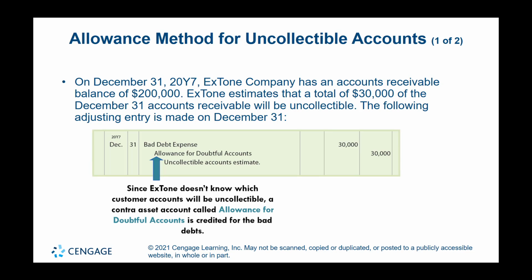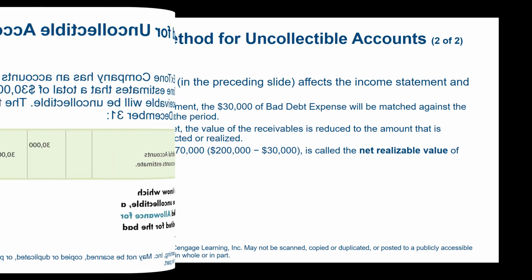Accounts receivable normal balance is a debit. Allowance for doubtful accounts normal balance is a credit. Allowance for doubtful accounts increases on the credit side while accounts receivable increases on the debit side. That's why it's called a contra asset account. It offsets the accounts receivable asset account.